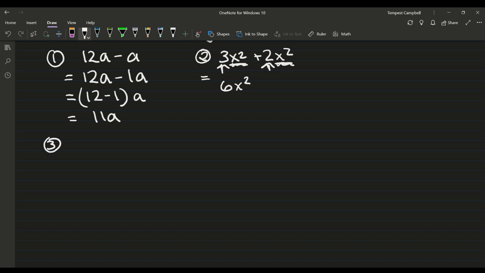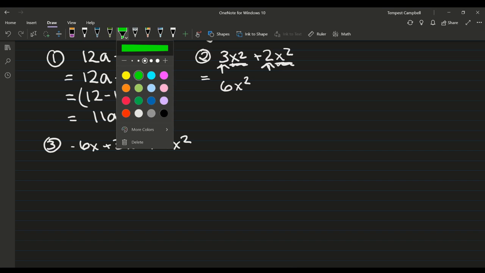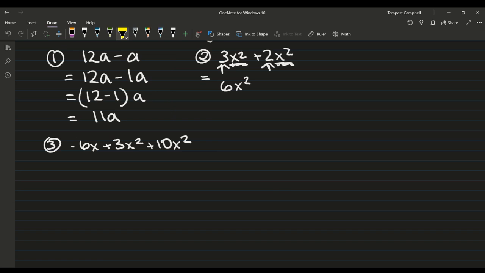All right, number 3. Number 3, we have negative 6x plus 3x squared plus 10x squared. Okay, our like terms. So I'm going to use a highlighter this time to talk about our like terms. So it looks like we have an x squared here, we have an x squared here. So that means I can take those two terms and I can actually add them together first.